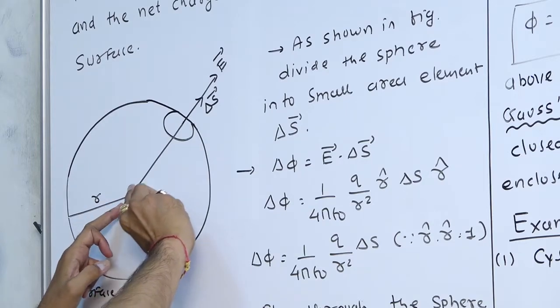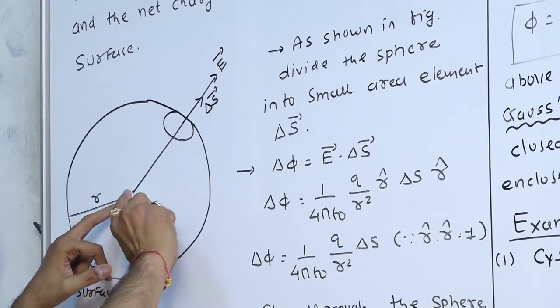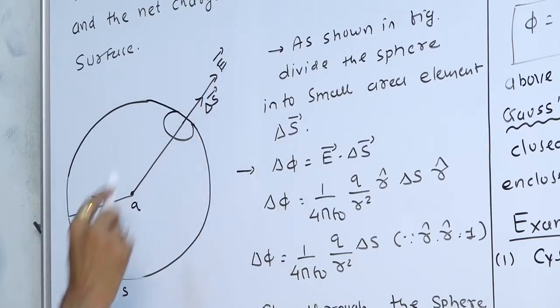From the point charge Q, the electric field is coming in the radially outward direction because it is a positive charge. We know very well, student, if the charge is positive, the electric field is radially outwards. If the charge is negative, the electric field is radially inwards. Here is a positive charge. See, this is our area element.